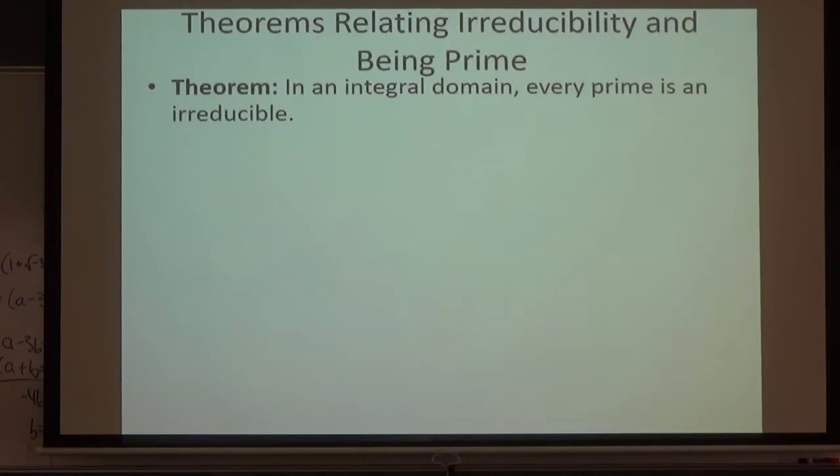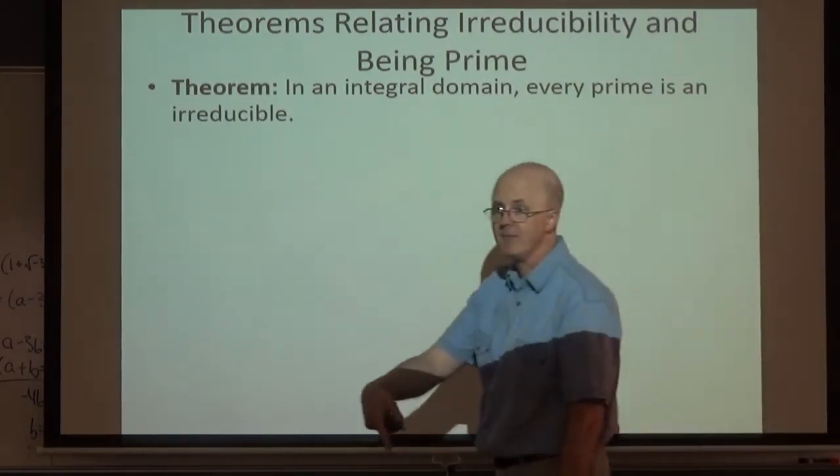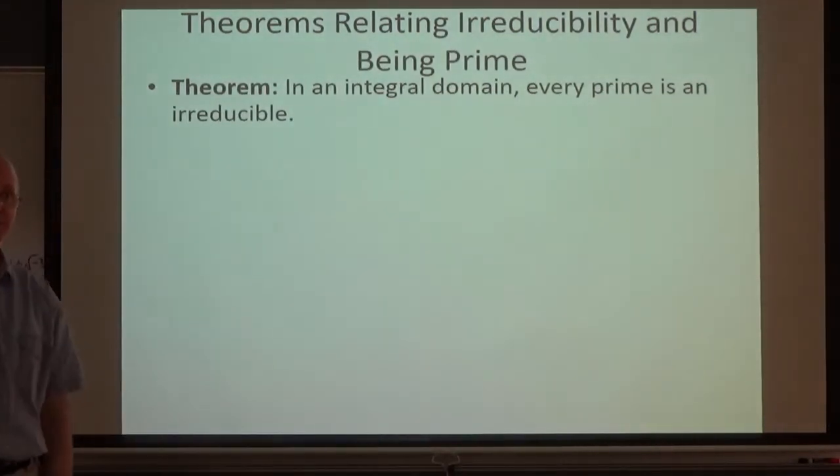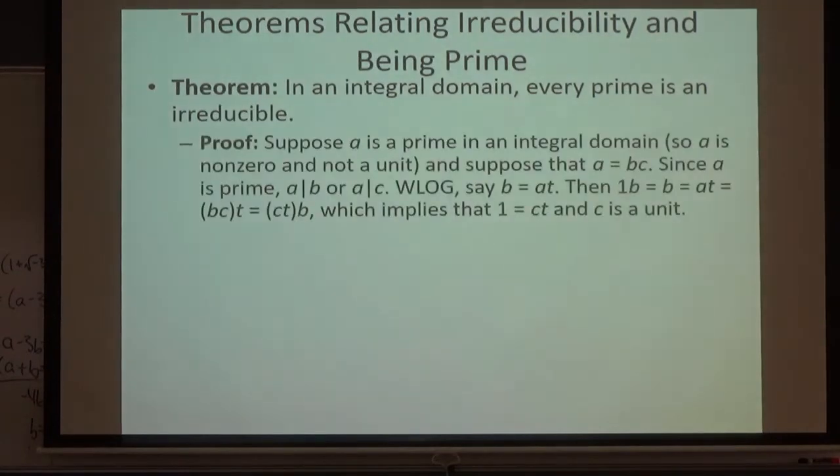In an integral domain, every prime is an irreducible. We just saw that not every irreducible is prime. But it does go the other way. Every prime is irreducible. Here's the proof. You can see it's not too hard. If you were, again, going to do this from scratch, it's a little tricky. But put this on the test. Again, maybe a hint or two should help you finish it.